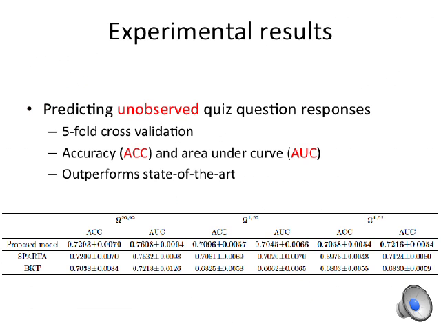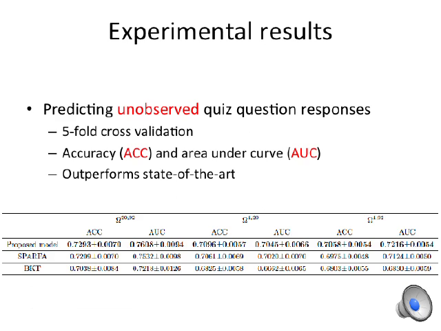Using cross-validation, we found that our model achieves better performance in predicting unobserved learner responses to quiz questions over 2 existing state-of-the-art models, the sparse factor analysis model and an advanced version of the Bayesian knowledge tracing model.